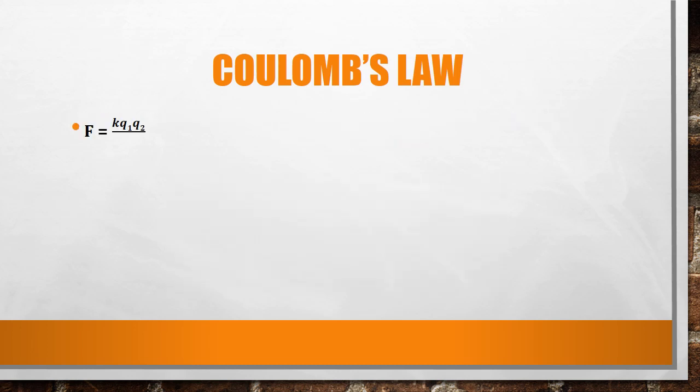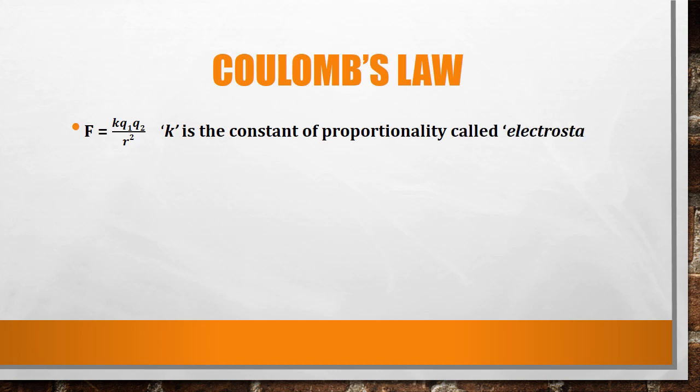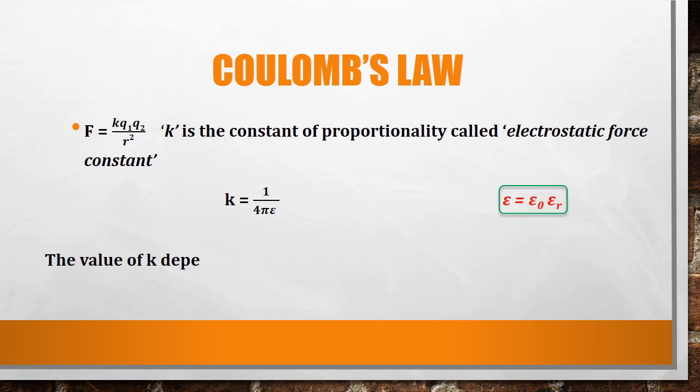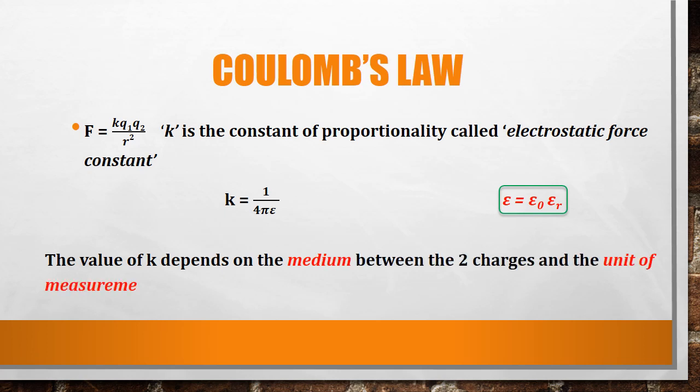F equals K into Q1 Q2 by r squared. K is the constant of proportionality called the electrostatic force constant. Again, K equals 1 by 4 pi epsilon, where epsilon is the permittivity of the medium between the two charges. Epsilon equals epsilon 0 into epsilon r. Epsilon 0 is the permittivity of free space or vacuum, and epsilon r is the relative permittivity of the medium, or we call it the dielectric constant. Therefore, the value of K depends on the medium between the two charges and the unit of measurement.